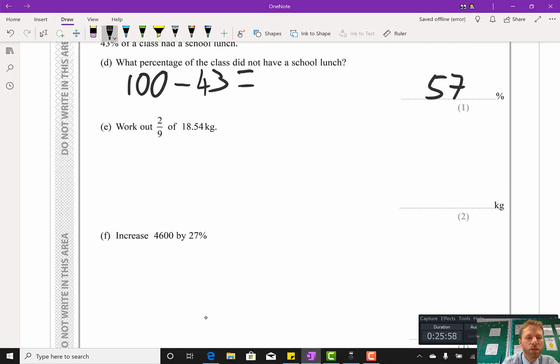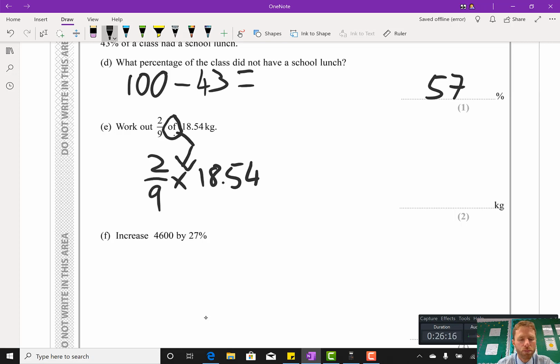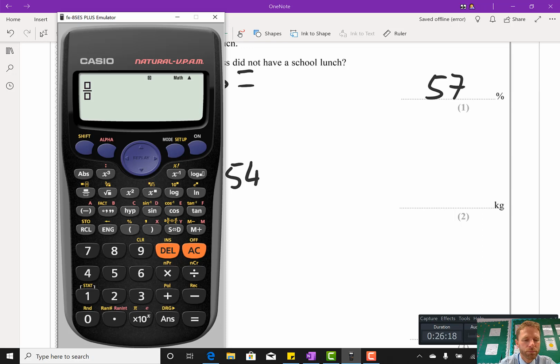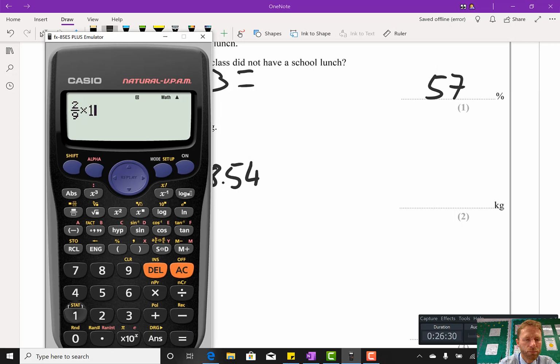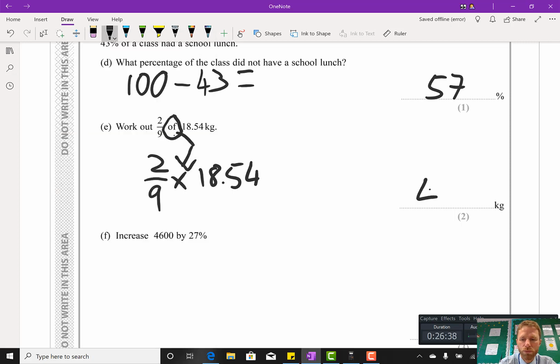Work out 2/9 of 18.54 kilograms. So here, this is where we need to remember of, and I know I've made some of my classes make this note, we can also write that as 2/9 multiplied by 18.54. So when you see that word of, it translates into a multiply. So calculator out. Just make sure I'm getting the right figures in. 18.54. Again, let's put it in as a fraction, so fraction to decimal, 4.12.